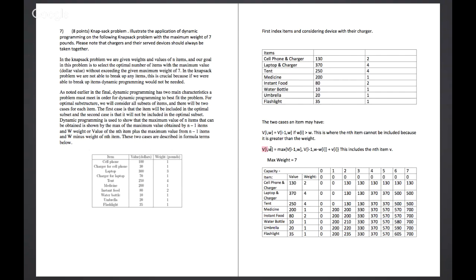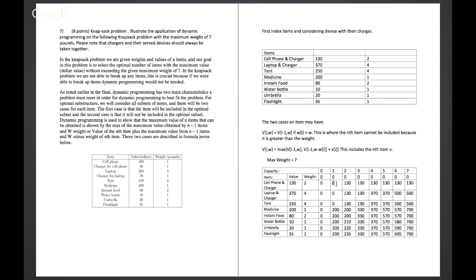For the second case, we either include the item or we don't. Like I said, this is V of i, W equals the max of V of i minus 1, W, and V of i minus 1, W minus w_i, plus v_i, which includes the nth item. For example, that one is chosen for examples 6 and 7 down here on the right-hand side. But first, let's walk through one or two of these on the table.